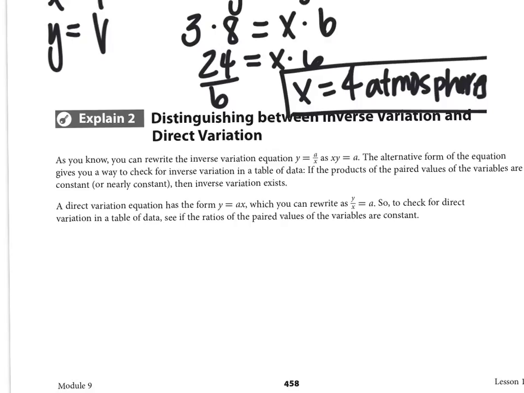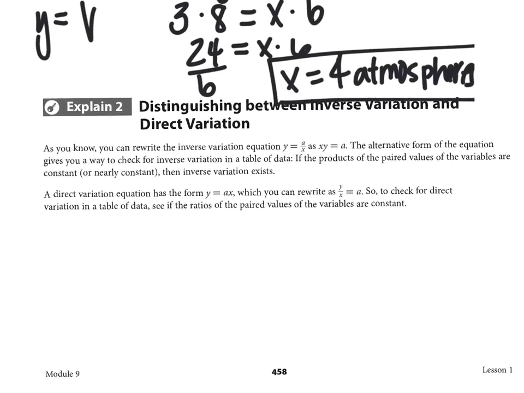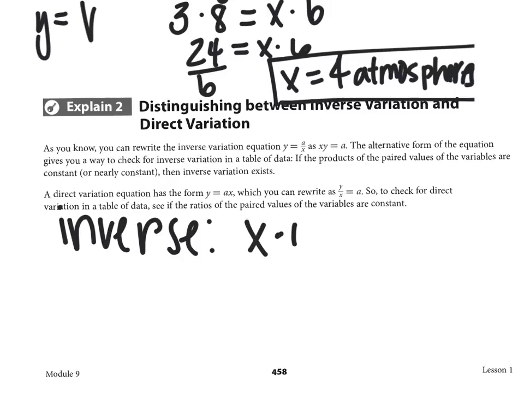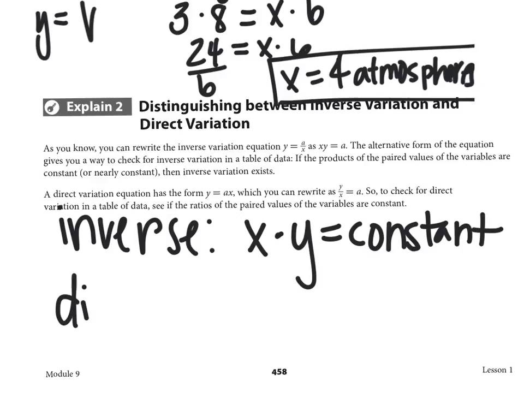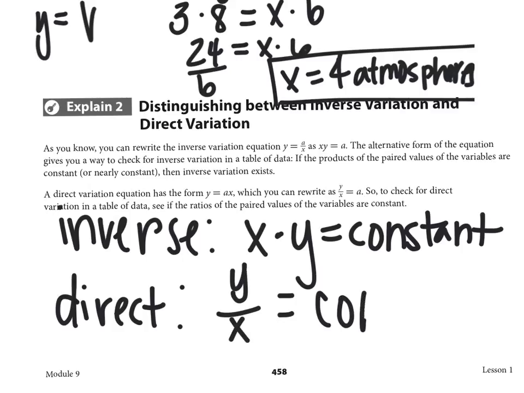So it's important to remember that if something varies inversely, so when we have inverse variation, that means that when we multiply x and y, we're going to get some constant. There's also direct variation. Direct variation says that when I take y divided by x, I'm going to get some constant. It's important to remember the difference between the two, and the way I remember it is that direct is divide, and I just say that over and over again, direct, divide, direct, divide.